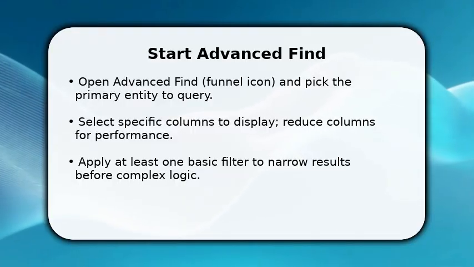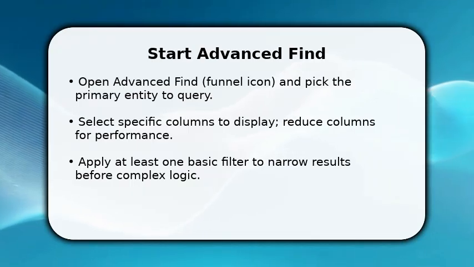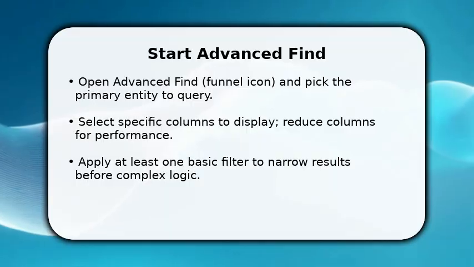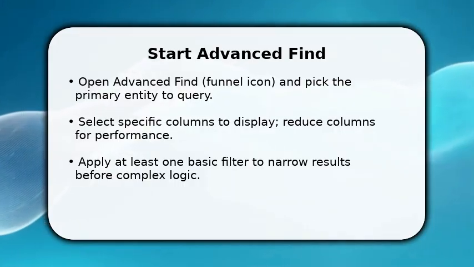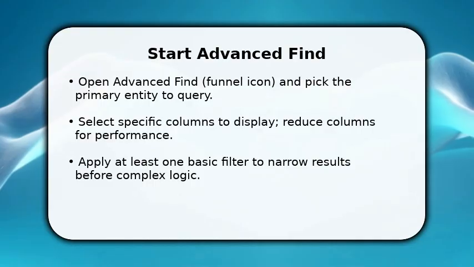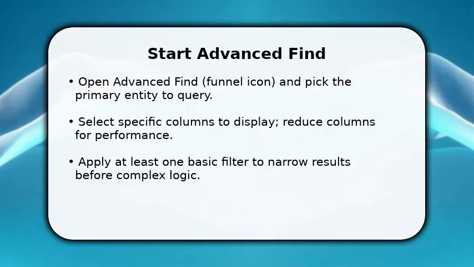You begin by launching Advanced Find and selecting the entity you need. Once done, immediately remove unnecessary columns so the query runs faster. Next, add a basic filter, status equals active, or created on within the last 30 days, to limit rows. Make sure to switch the view if you want a different default grid. These initial steps avoid slow queries and let you validate the results set quickly before building complex criteria.